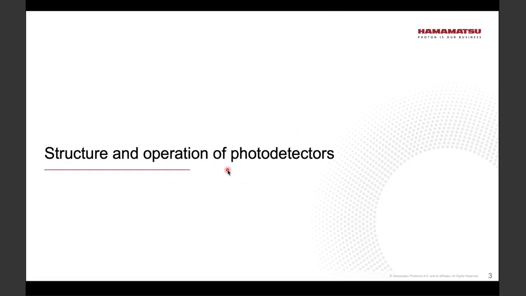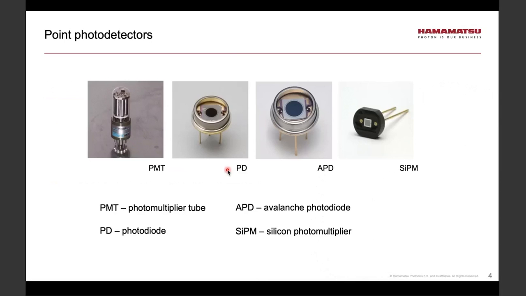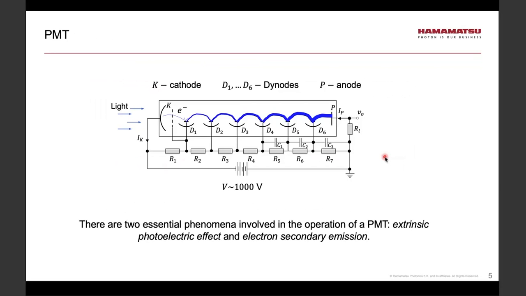So let's begin with the structure and operation of photodetectors. The four photodetectors that we'll concentrate on are as shown on the slide. From left to right, PMT or photomultiplier tube, then photodiode, avalanche photodiode, and silicon photomultiplier. So let's look at the basic operation of a PMT.